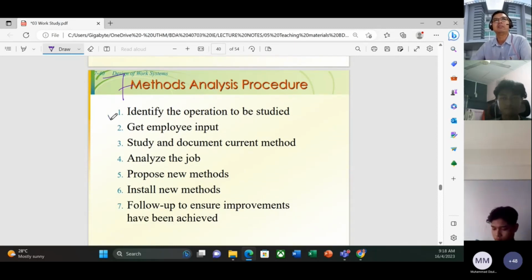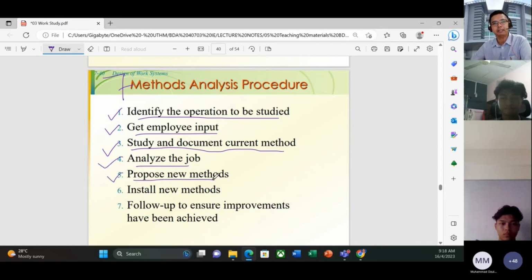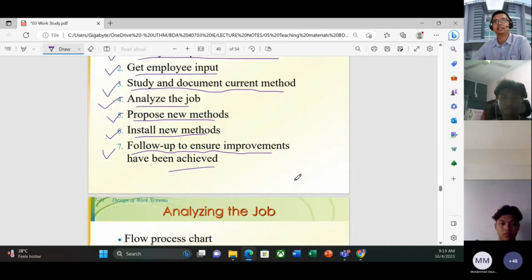The first one, we have to identify the operation to be studied. Number two, get employee input. Number three, study and document the current methods. Number four, analyze the job. Number five, propose a new method. And number six, install the new method. And last but not least, follow up to ensure the improvement has been achieved. So please remember these seven methods in order, the procedure to determine method analysis.